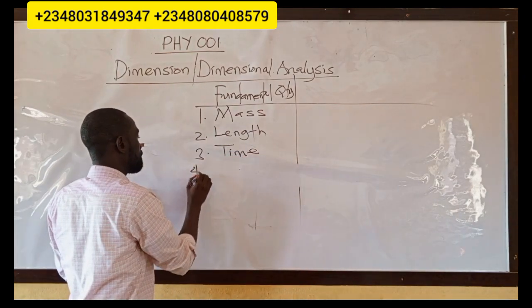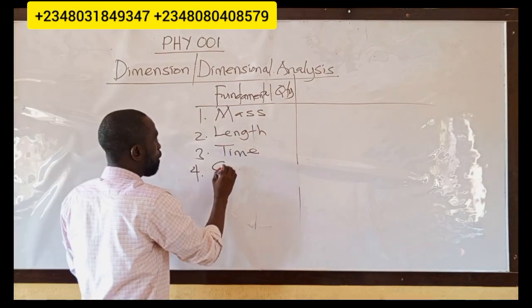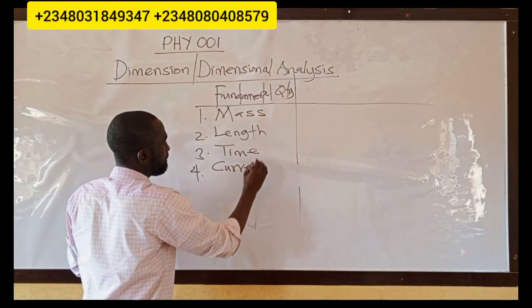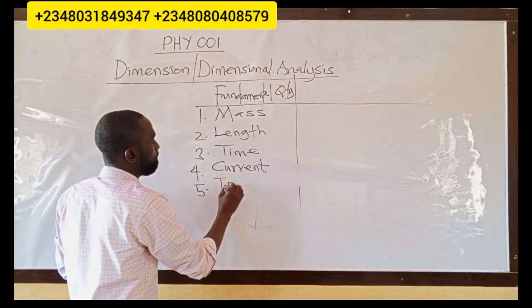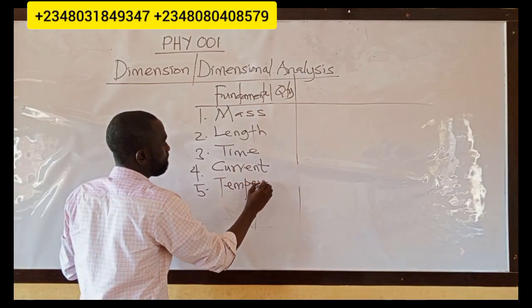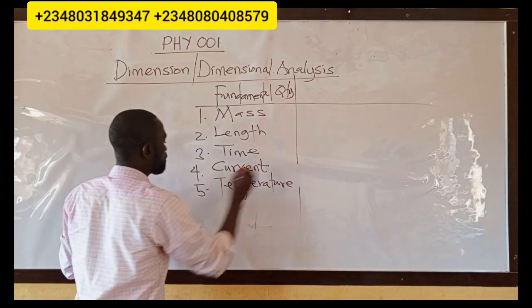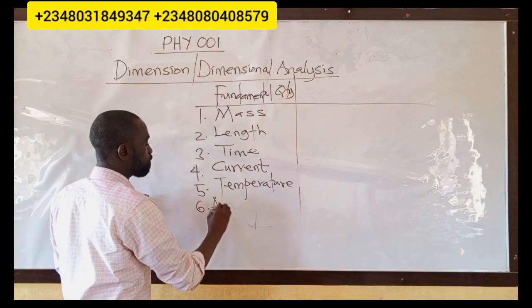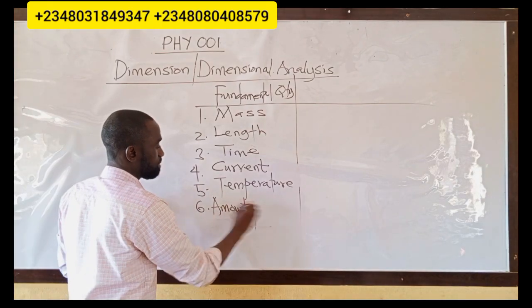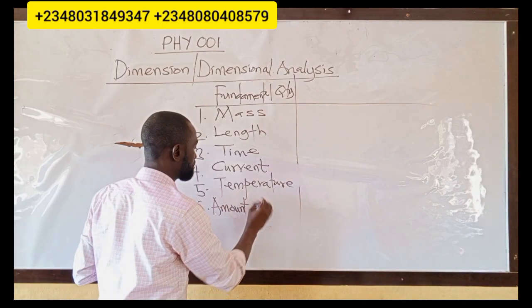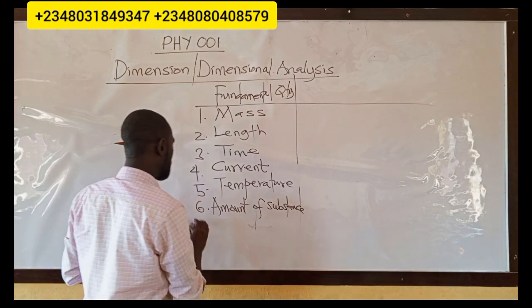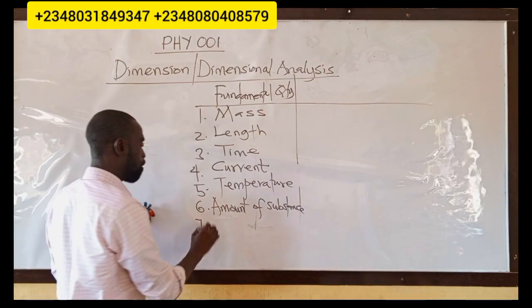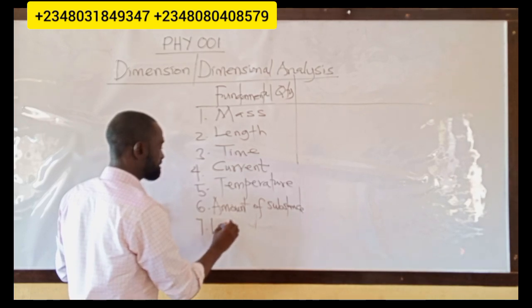Then the fourth one is the current. The fifth one is the temperature. The sixth one is amount of substance. Okay, are you with me, class? Now, the seventh one, which is the last one, is luminous intensity.